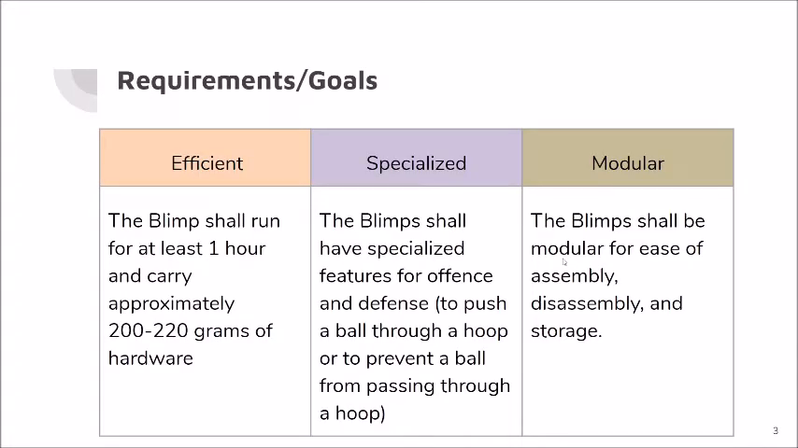To achieve our purpose, there are some requirements for us. First, our blimp should be able to run in the air for about 1 hour with approximately 200 to 220 grams of hardware parts. Second, our blimps need specialized features for offense and defense abilities. Third, our blimps should be modular for different features, like the offense, defense, and the power system, so we can easily assemble, disassemble, and store them.